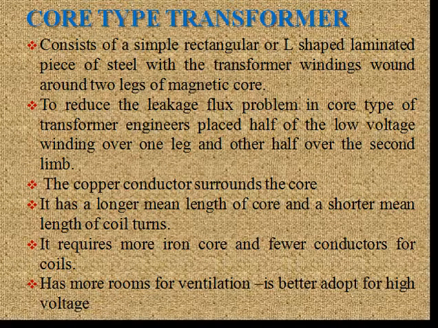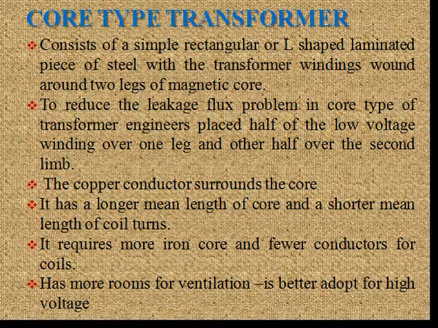Core type transformer. It consists of a single rectangular or L-shaped laminated piece of steel with transformer windings wound around two legs of the magnetic core. To reduce the leakage flux problem in core type transformers, engineers placed half of the low voltage winding over one leg and the other half over the second limb.